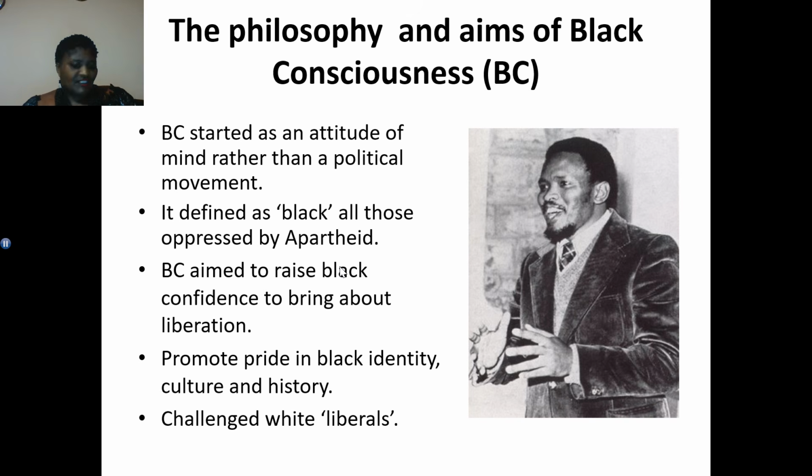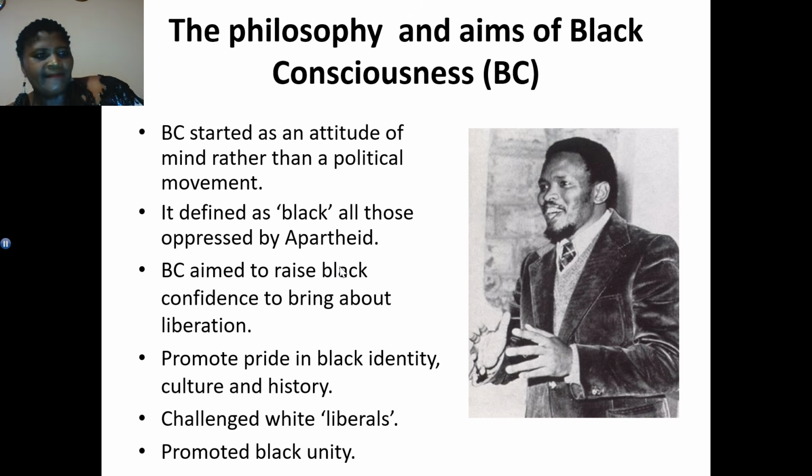So he challenged the white liberals. The reason he was challenging those white liberals was that he was saying they have benefited from the apartheid government. So there was no way that they could play a role in the liberation of a black person, which is why he was saying black people should be at center stage of their own liberation.